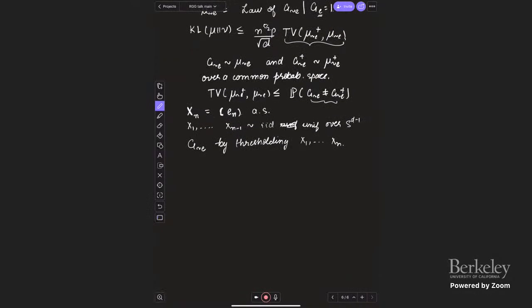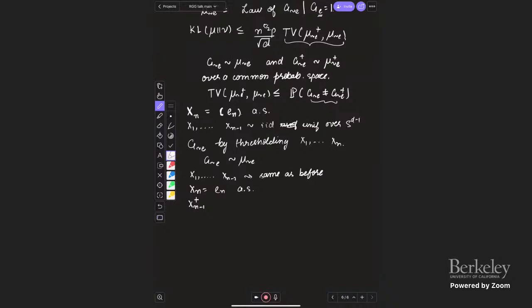And this gives us G tilde E, which is distributed as mu tilde E. Now, how do we generate mu tilde E plus? Now, we will keep the same x_1 to x_{n-2}, same as before. And we also fix x_n to be equal to e_n almost surely, same as before. But instead of x_{n-1}, we set it to be x_{n-1} plus.